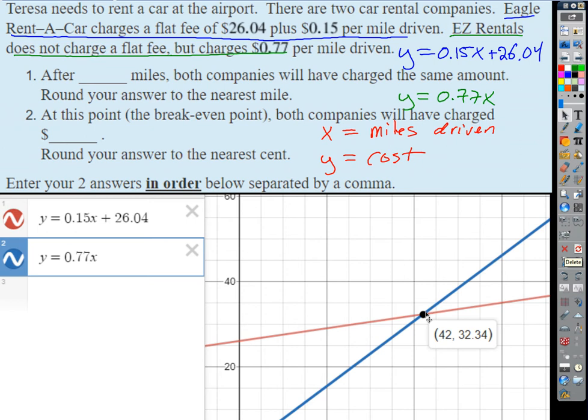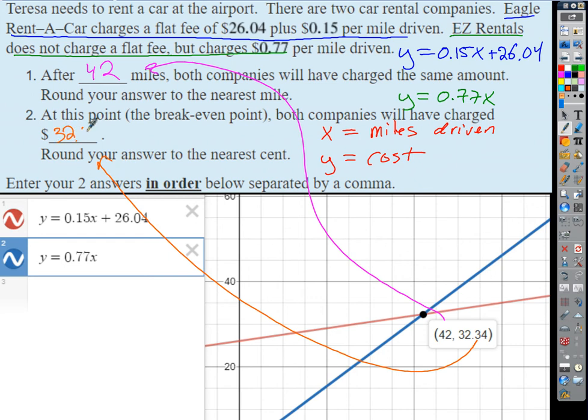So they want to know after how many miles did both companies charge the same amount. So which of those two numbers then must represent the number of miles driven? X. Okay, so 42. All right, so 42 miles is how far they had to drive. And at that time, what did they both charge? $32.34, right? That's the break-even point.